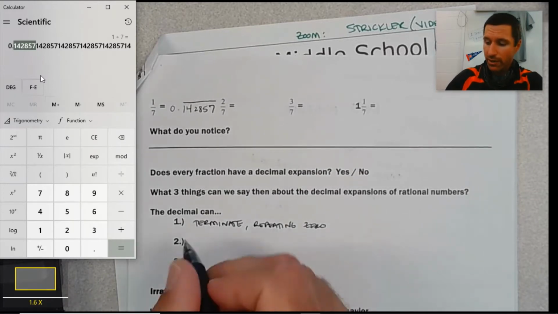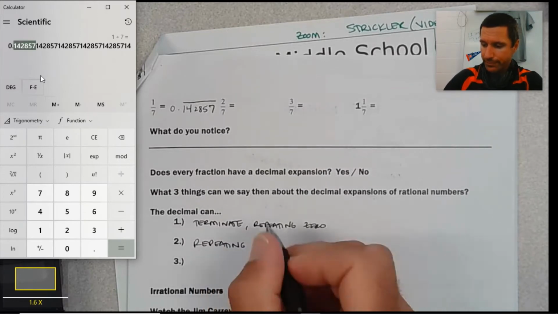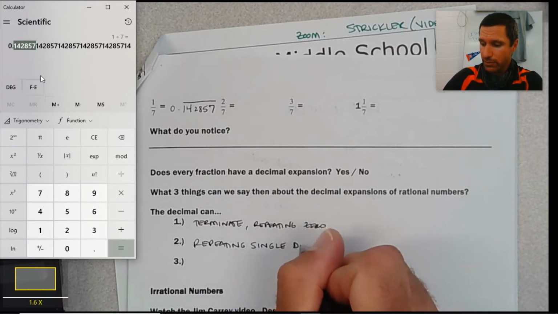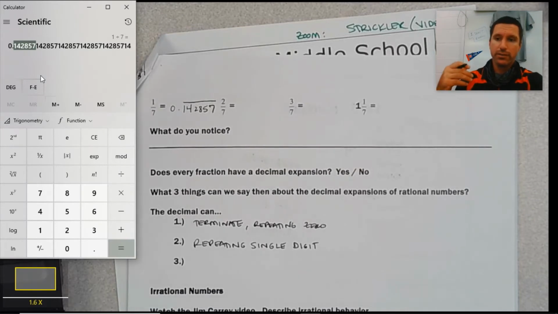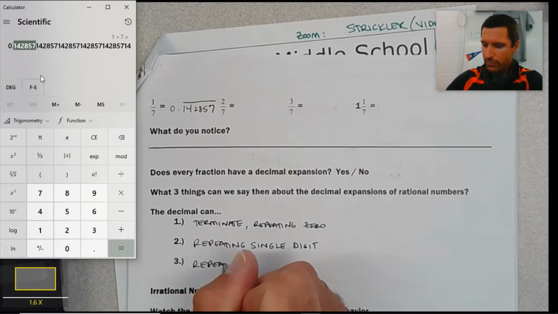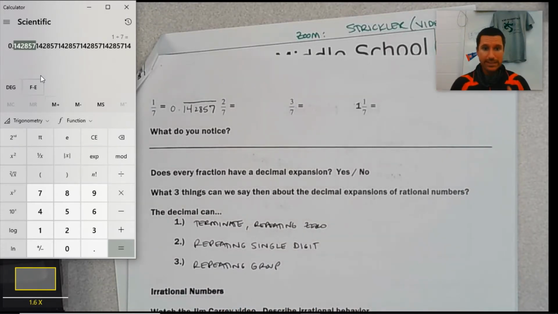Number 2, you can have a repeating single digit, like we saw the other day. So when you divide by 3, when you divide by 9, you get single digit repetition. And number 3, now we have this next, it's still repetition, but now you're repeating an entire group or block of numbers. So we have a repeating group. And that's also a rational idea because you understand it. It makes sense. It's measured. I can tell you what the next digit is going to be based on the previous selection of digits.